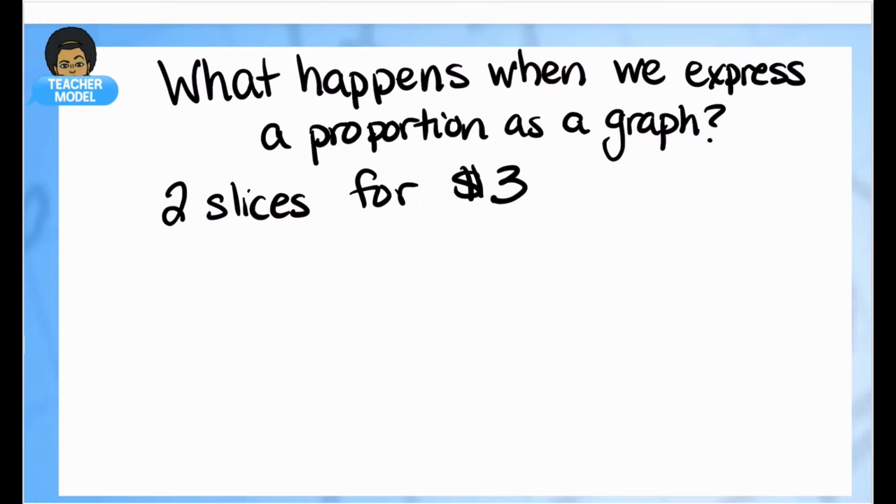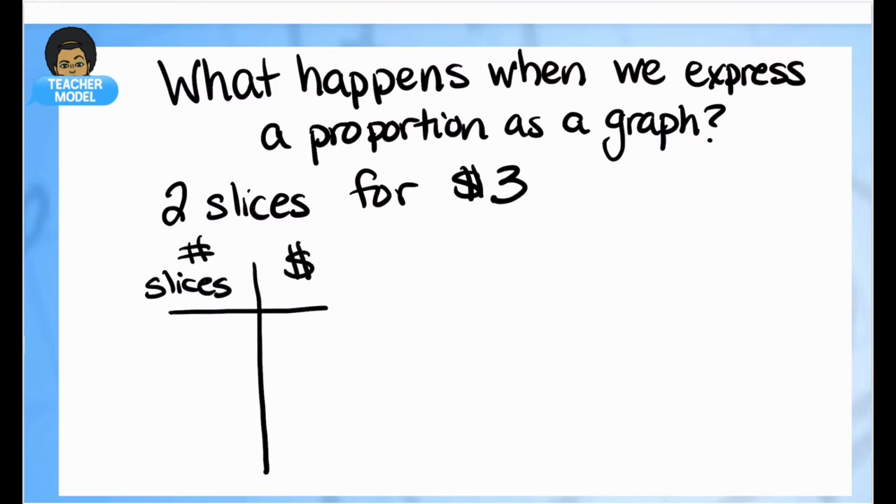In New York, it's very easy. We know we're talking about a slice of pizza. So let's say I want to buy more pizzas. How much would that cost? I'm going to make a little table to help us out: number of slices of pizza and cost.